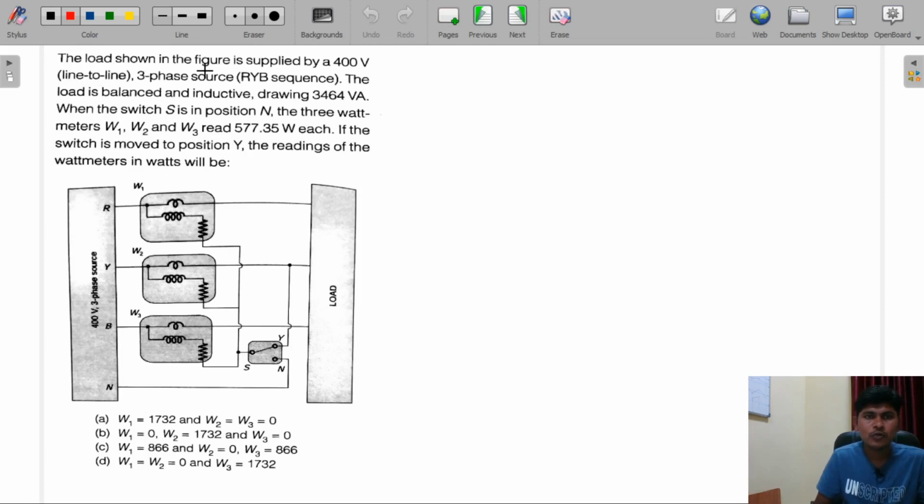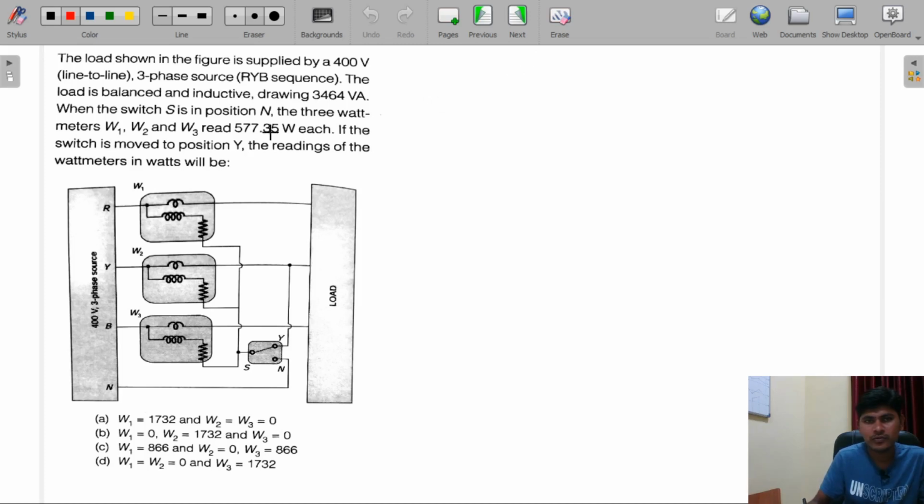The load shown in the figure is supplied by a 400 volts line to line, three phase source with R-Y-B phase sequence. The load is balanced and inductive, drawing 3464 volt ampere. When the switch S is in position N, the three wattmeters W1, W2 and W3 read 577.35 watts each. If the switch is moved to position Y, the readings of the wattmeters in watts will be?